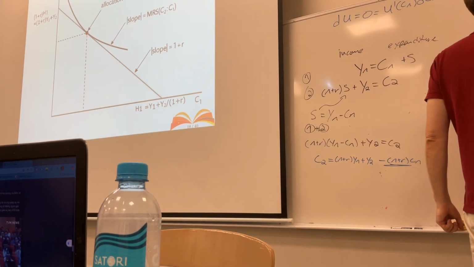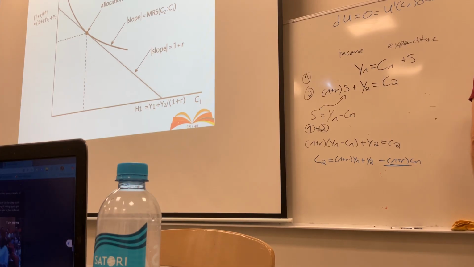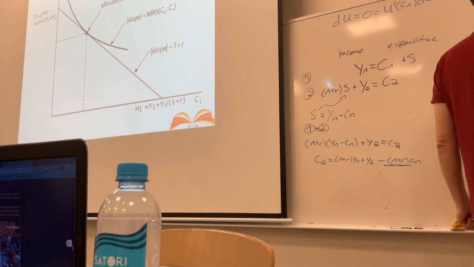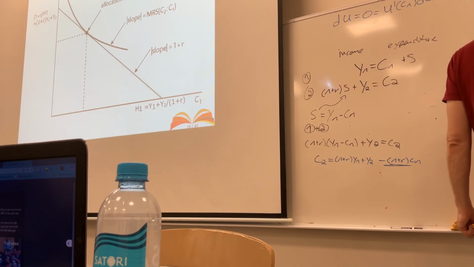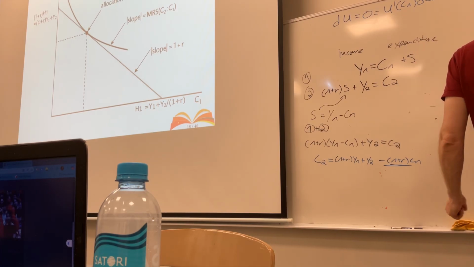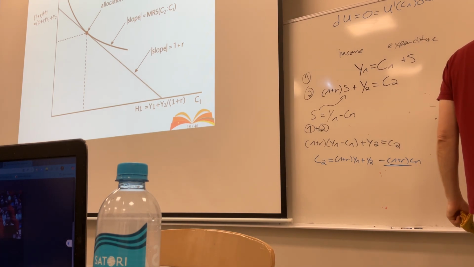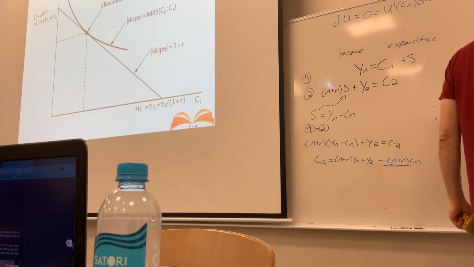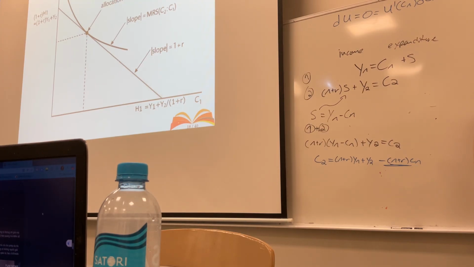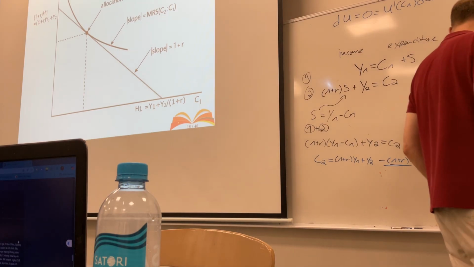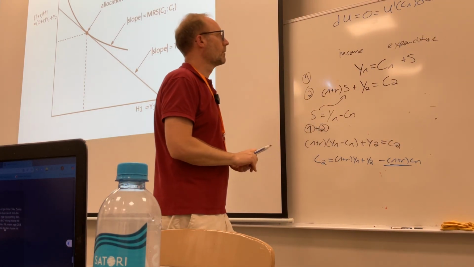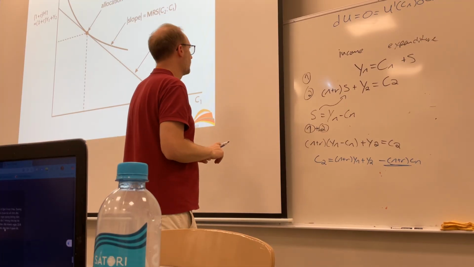We have a point of tangency. These two are equal. And we have then one plus r is equal to u prime c1 over beta u prime c2. Do the equation.